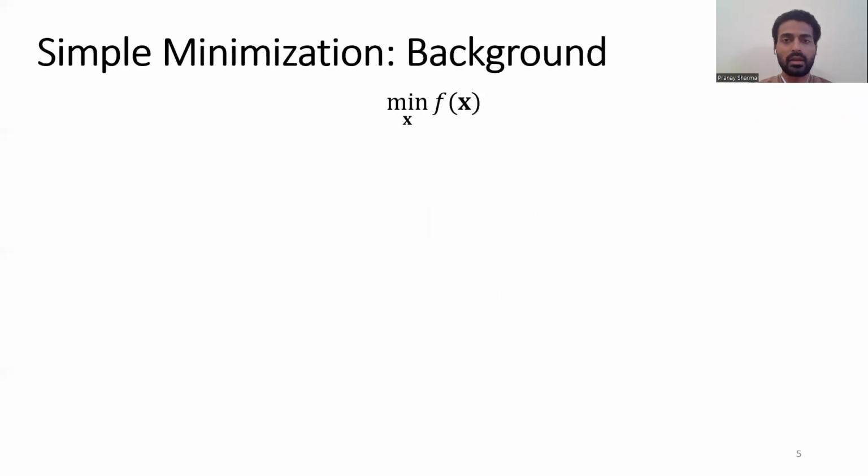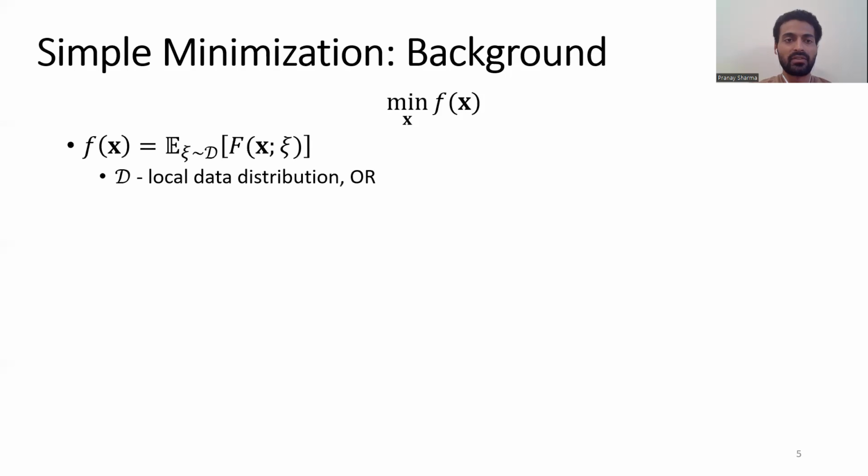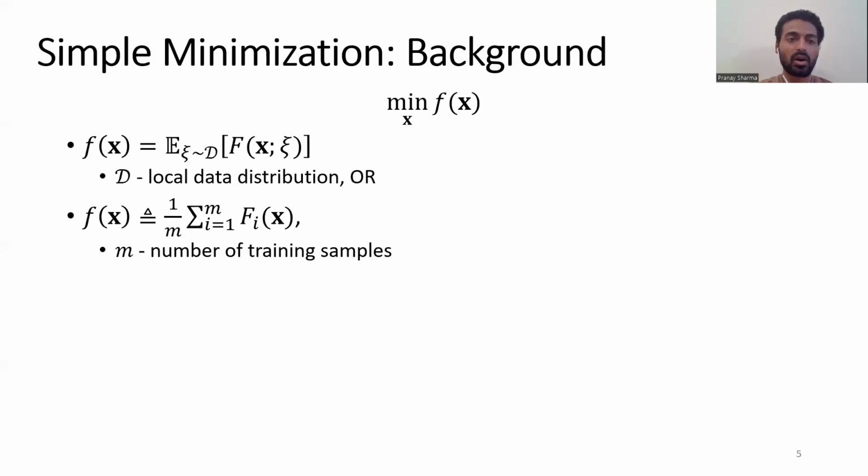So let's get started. First, I'll give a background of simple minimization problems, federated learning, and then introduce briefly min-max optimization. So as we all know, simple minimization problems form the backbone of modern machine learning. Usually we come across minimization problems of the form min of f(x), where f can be either in the form of an expected value of a random variable, where D is the local data distribution, or it can be an empirical sum, where m is the number of training samples and we compute the average across all training samples.